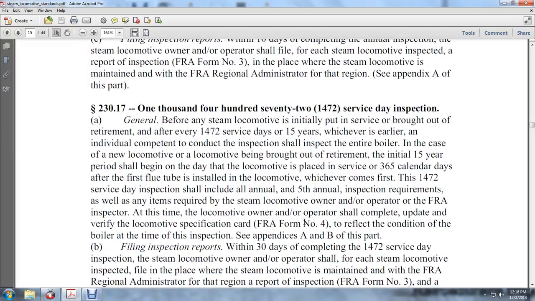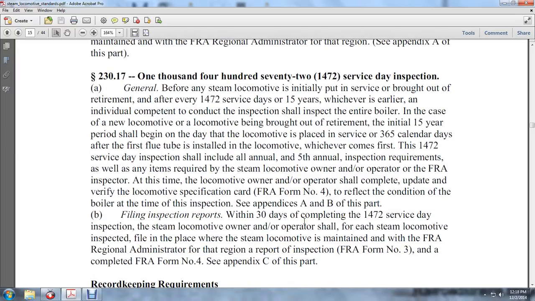230.17 1,472 service day inspection. (a) General. Every steam locomotive that is initially put in service shall be brought out of service for inspection after every 1,472 service days or 15 years, whichever is earlier. An individual competent to conduct the inspection shall inspect the entire boiler. In the case of a new locomotive, the initial 15-year period shall begin with the date the locomotive is placed in service, 365 calendar days after the first flue tube is installed.